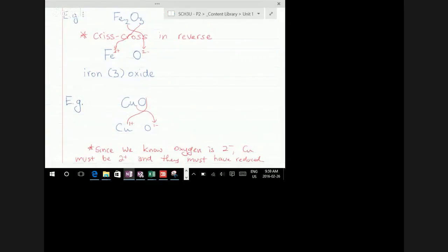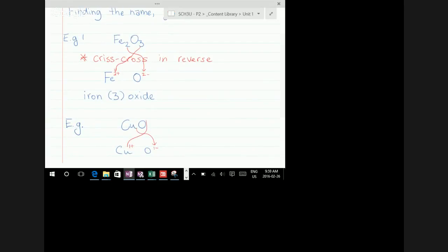And then we talked about crisscrossing backwards, kind of, right? Or just eyeballing them to tell which charge we had if we have to go back and find the name. So we looked at the example of iron Fe2O3, and we said, is that iron 2 oxide or iron 3 oxide? Well, if we crisscross back to the charges, we see that that 3 ends up with the iron and the 2 with the oxygen, so it must have been iron 3 oxide.